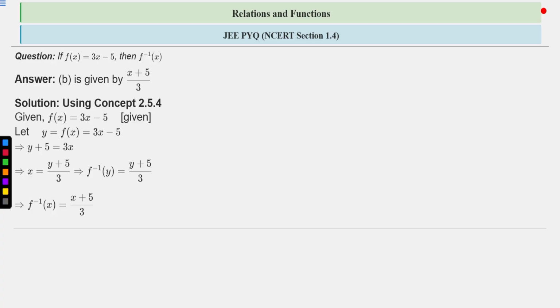So, f inverse x will be equal to (x plus 5) upon 3. So this is basically the f inverse x that we need to find, right? So option B is the correct option. Got it? Option B, f inverse x will be equal to (x plus 5) upon 3, right?